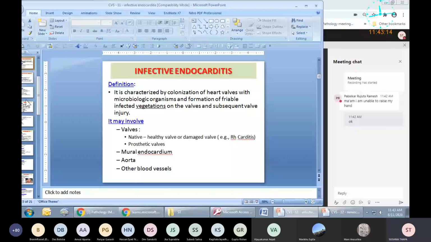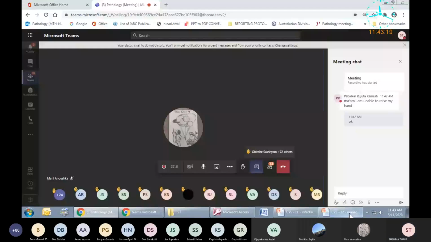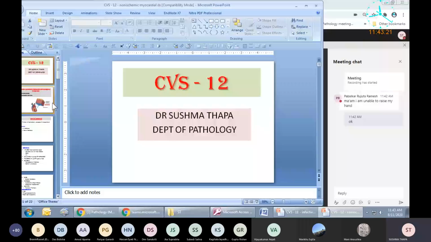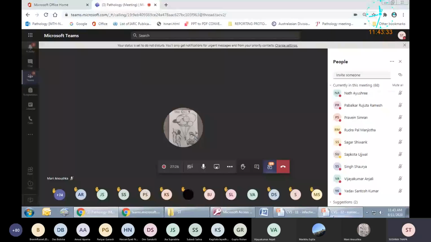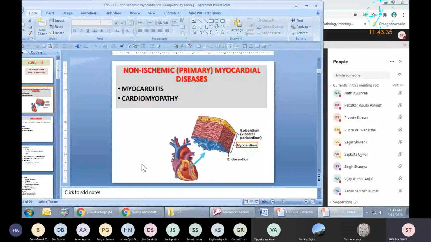Now, coming to today's topic. Actually, last time we could not finish, so that was about the last time's class. So today's class actually is about the myocardium.